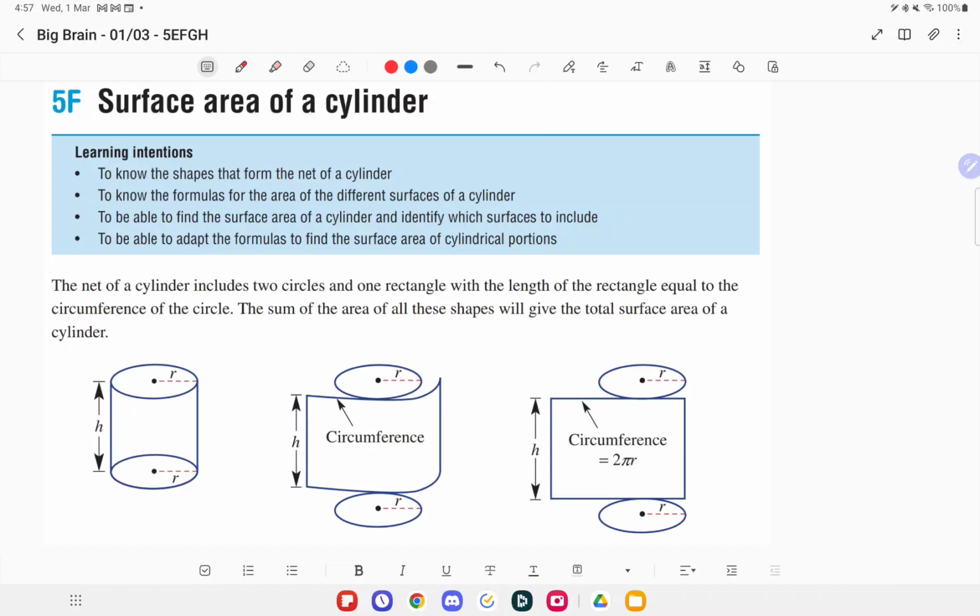Okay, so let's move on to 5F, surface area of a cylinder. And in a cylinder, when you think about it, it has two types of areas, right? The first one is the top area there, which is a circle. It's a cylinder, so it will be a circle. And then the bottom one will also be a circle, right? Now the tricky part is how to figure out the area of the side of the cylinder. That's actually the tricky part.